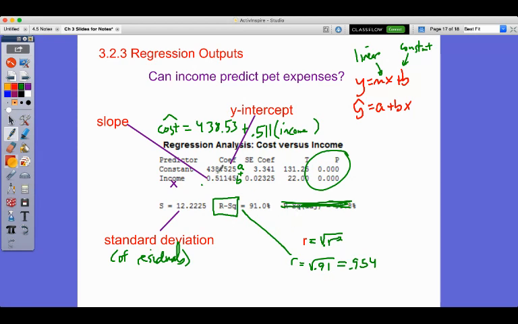And so learning that the y-intercept is the constant, the slope is always attached to your x variable, your standard deviation is of your residuals, and use r squared, not the adjusted one.